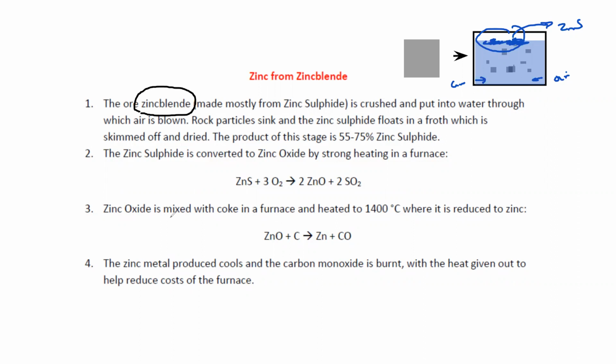Then this zinc oxide is mixed with coke or carbon. So when it is mixed with carbon, what will happen? Carbon will displace the zinc. As carbon is more reactive, zinc will be separated and carbon monoxide will form. The zinc metal produced cools down and the carbon monoxide is burned, which gives out heat energy and reduces the cost of extraction. So this is how we extract the zinc from its oxide.